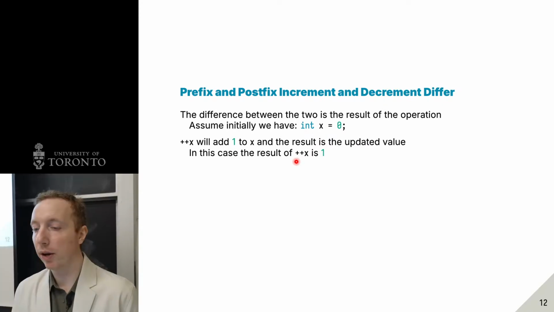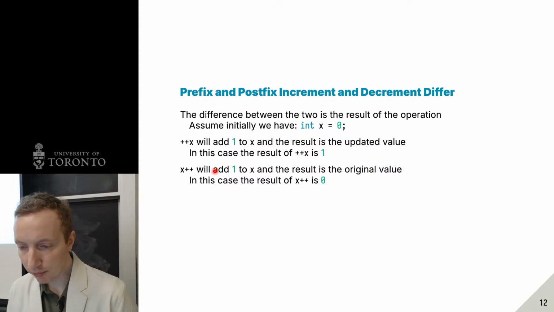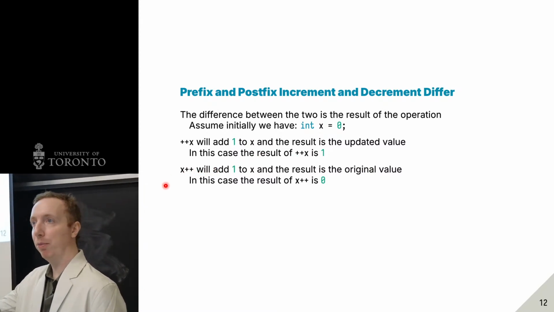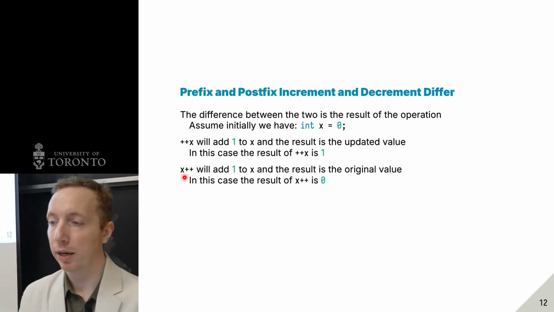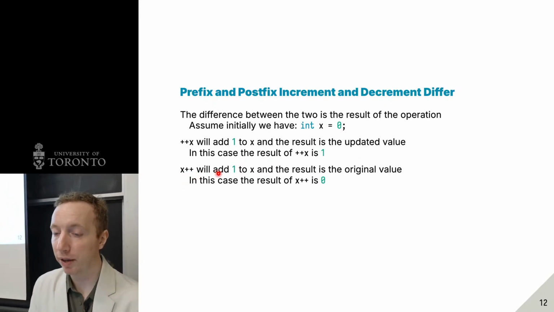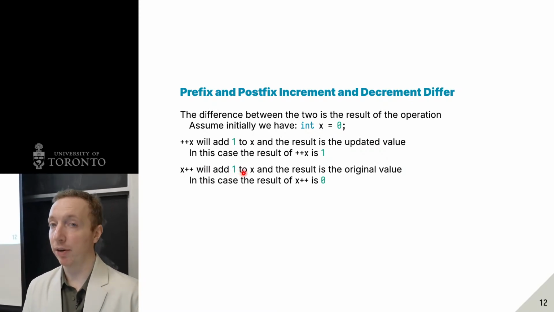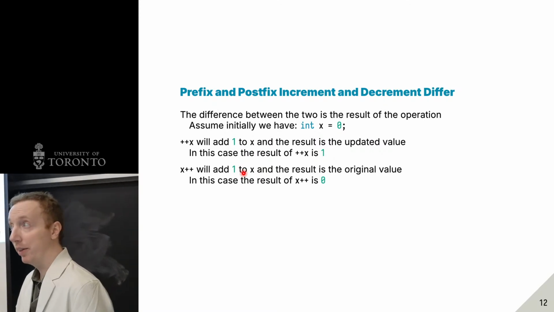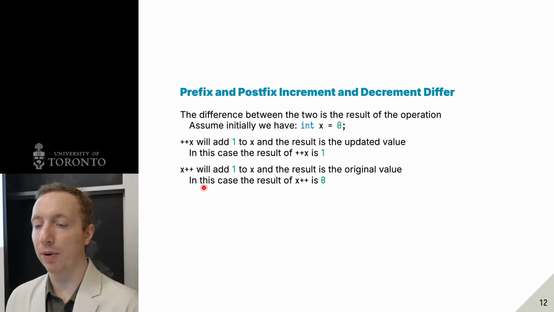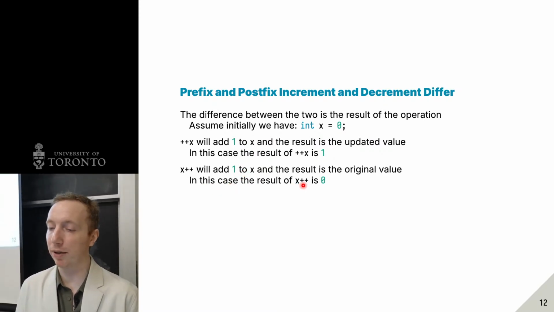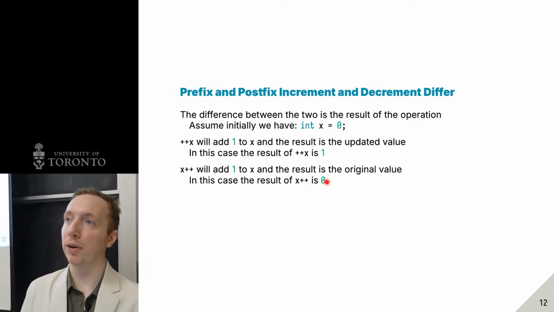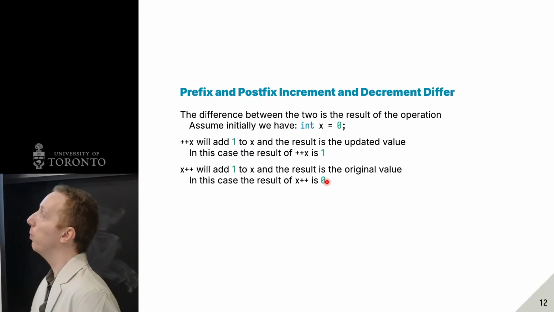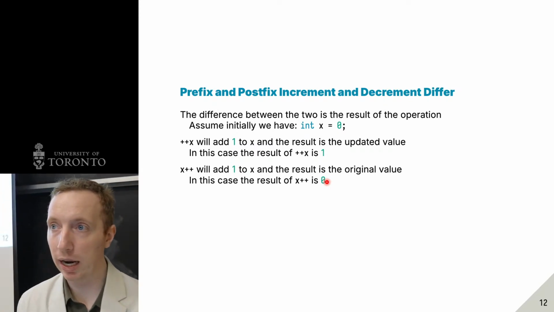So the result of ++x is 1. If I do the postfix operation, which means the ++ comes after the variable name, if I do x++, that means I add 1 to x like before, but the result of this expression is technically the original value. So in this case, the result of x++ is 0, not 1, even though the updated value of x is still 1 after this expression anyways.